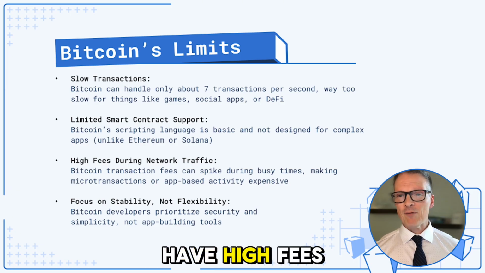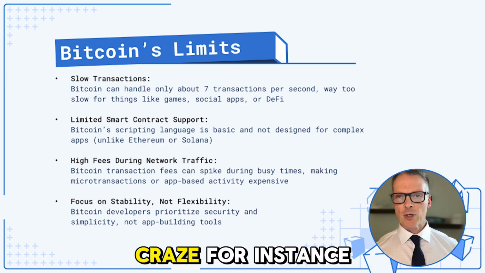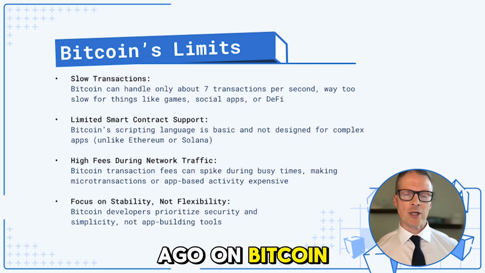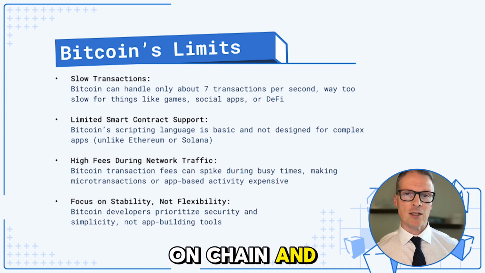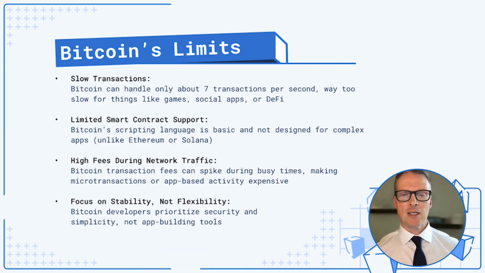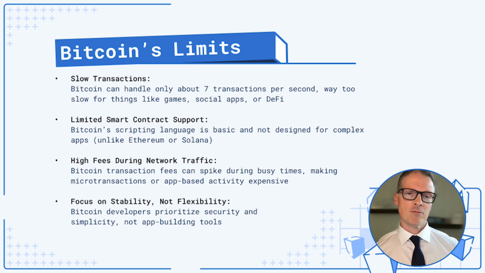You also can have high fees during really strong network traffic. There was a craze, for instance, a couple years ago on Bitcoin called ordinals, where people were actually trying to put digital art on chain, and this caused a lot of congestion. And when this happened, we saw very high fees on Bitcoin.